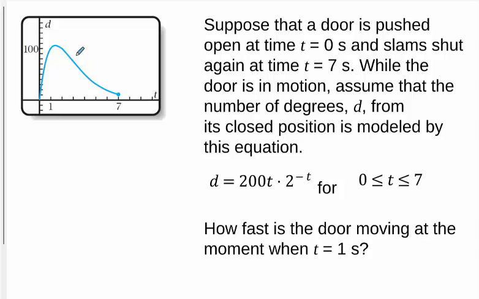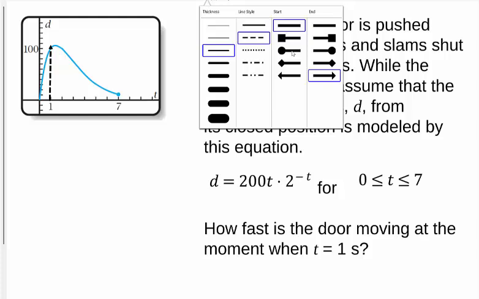How fast? Well, let's just look at the graph first. At t is 1 second, let me make a little dotted line so we can see something here. At 1 second, our graph is right about there. Let me change to a little dot so we can see it.